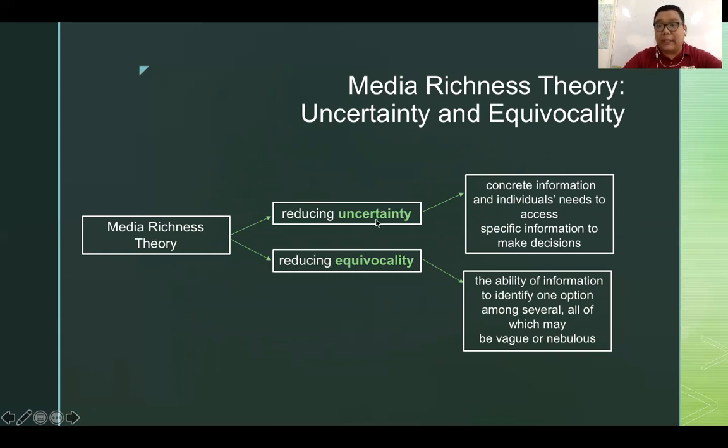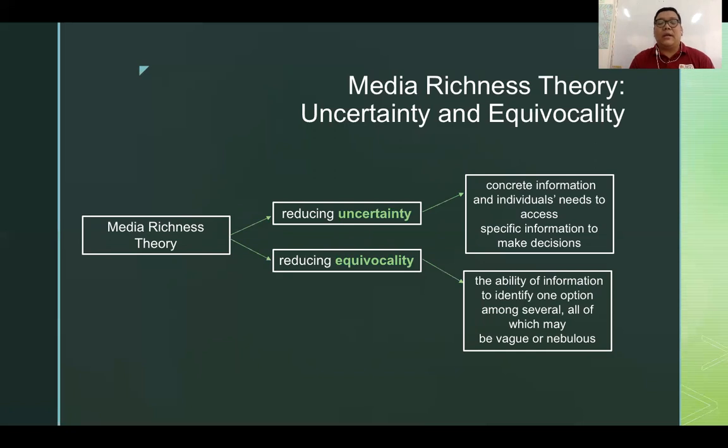So when we talk about uncertainty in the context of MRT, this means concrete information that individuals need to access to make decisions. So just like what I mentioned a while ago regarding the Excel file example, if I wanted to make a decision, but I did not have any strong basis, I would ask my colleague to send me that Excel file. So in that case, media richness theory here tells us that the channel we use, the email, plus the Excel file, reduces the uncertainty on my end, being the person needing the data, okay? Or needing access to the data for me to make decisions that are safe and sound.